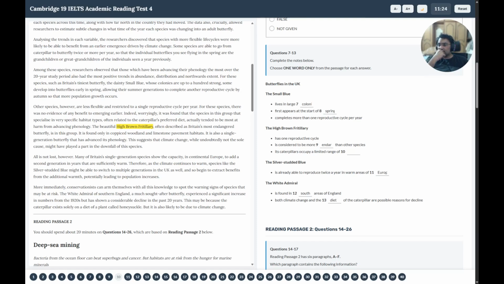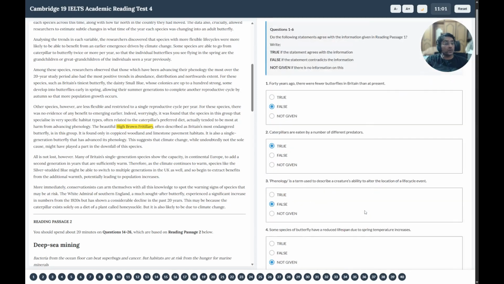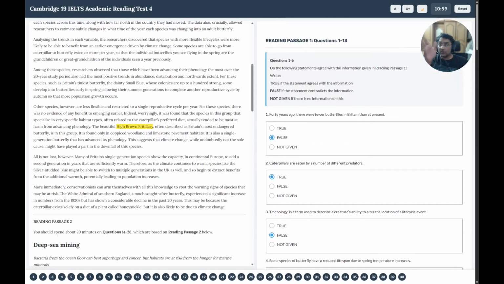Specialize in very specific habitat types. Occupy in this group might specialize in very specific habitat types. Limited range of habitats. I think maybe. So now what are we going to do? We have almost 10 minutes remaining, and that includes the 50 minutes that took me to complete the test.